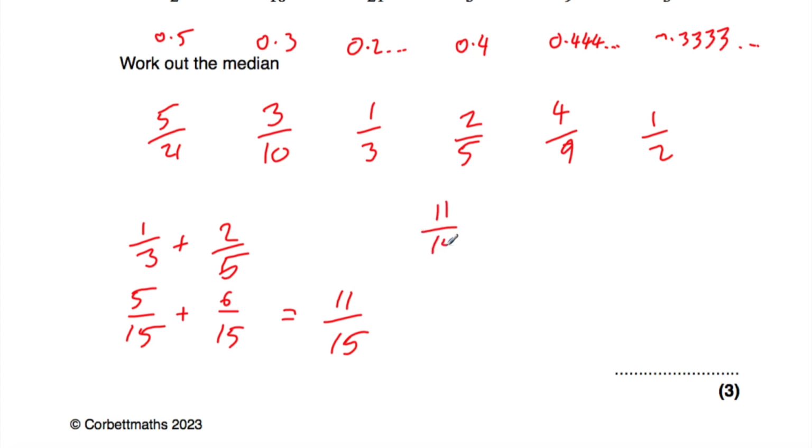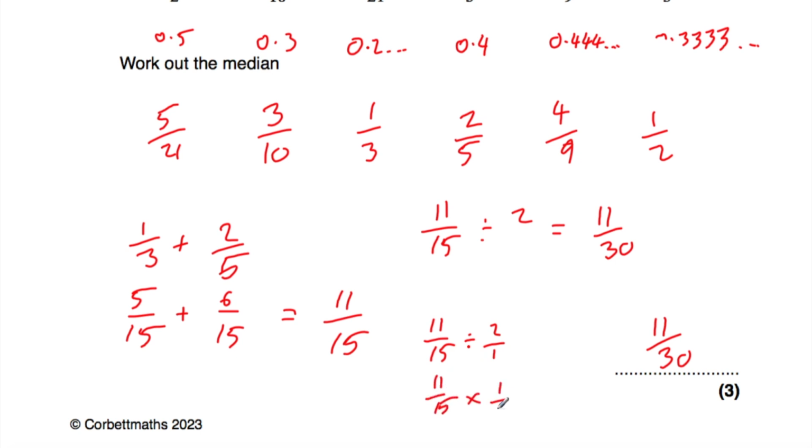So we're going to do 11/15ths divided by 2. Now here, because the numerator is odd, we can just double the denominator, so it'll be 11/30ths, and that's it. Alternatively, we could have done 11 over 15 divided by 2, which is 2 over 1, that's 11 over 15 times a half, and then multiplying the numerators and the denominators together will be 11/30ths, and that's it. So the median is 11/30ths.